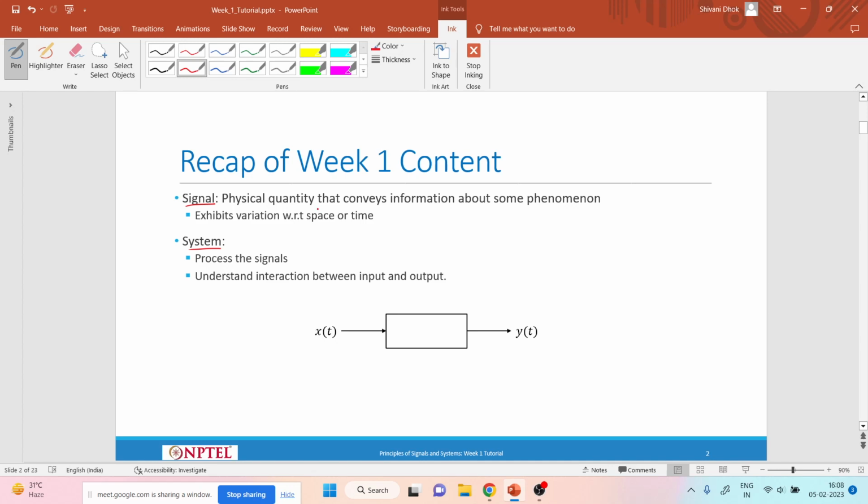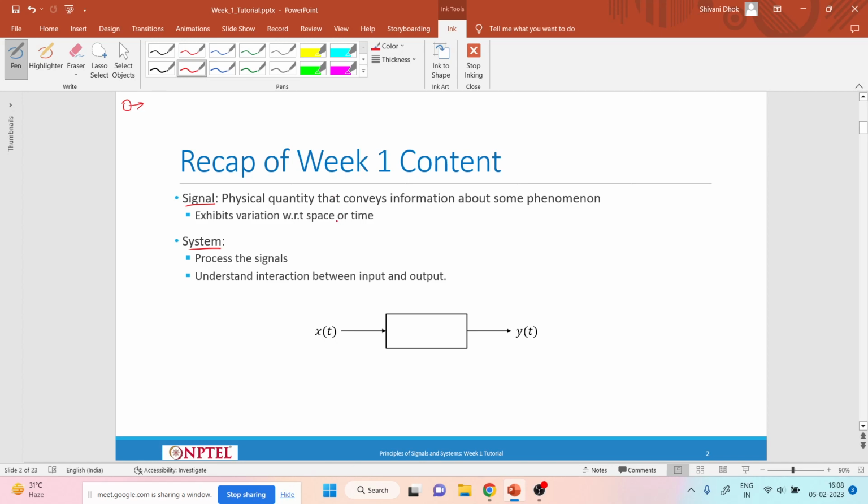Similarly, if you are seeing this video, you are seeing my screen. So here this video is changing with time, as well as at every pixel there is some different value of, let's say, color intensity or different values of RGB that are present at any particular location, say here. And again, when I'm changing my slides, it is getting changed. So this is a signal that is varying with respect to space as well as time.